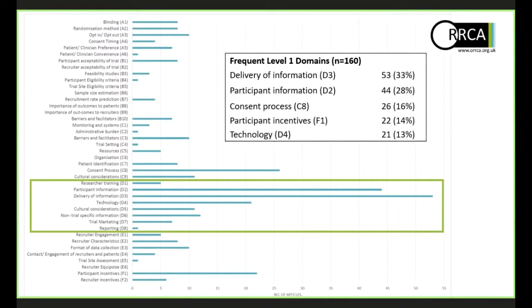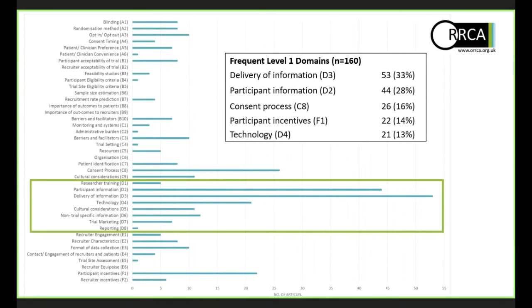If we look at the actual frequencies, we can see the most common domain within level 1 articles was actually the delivery of recruitment information, closely followed by the content of participant information, which is also linked, obviously, to the consent process, and technology there in terms of looking at how that information is delivered. Is it through websites, DVDs, etc.? The one that's also involved there is participant incentives, which is also a commonly evaluated strategy. And it may be that this is a common focus due to initiatives such as the MRC START, which have been encouraging uptake of SWATs in this area.